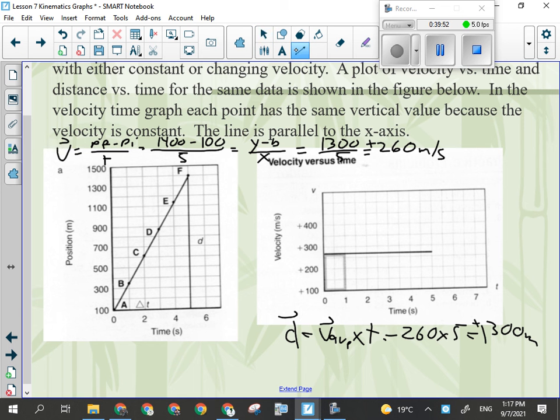But let's say I have that line instead. Now what's the object doing? It's accelerating. Okay? I've got a diagonal line that shows that the velocity of the object is increasing over time. That's the definition of acceleration. Any change in velocity over time is acceleration. Okay.